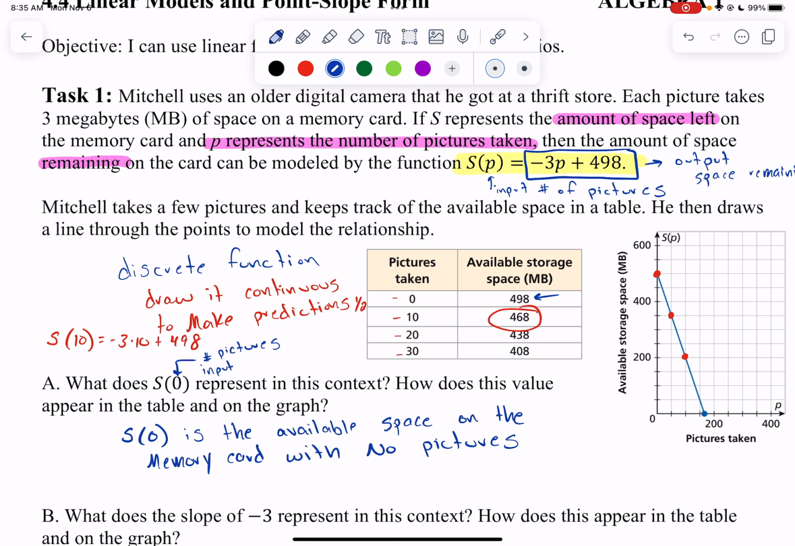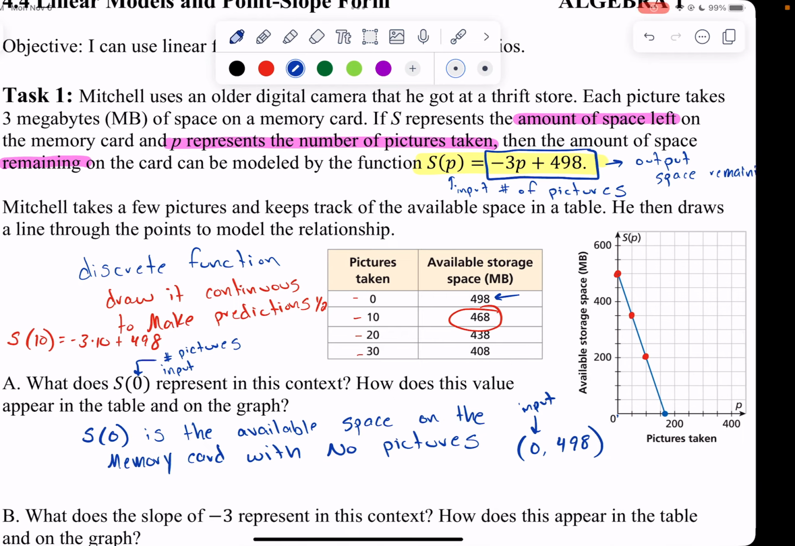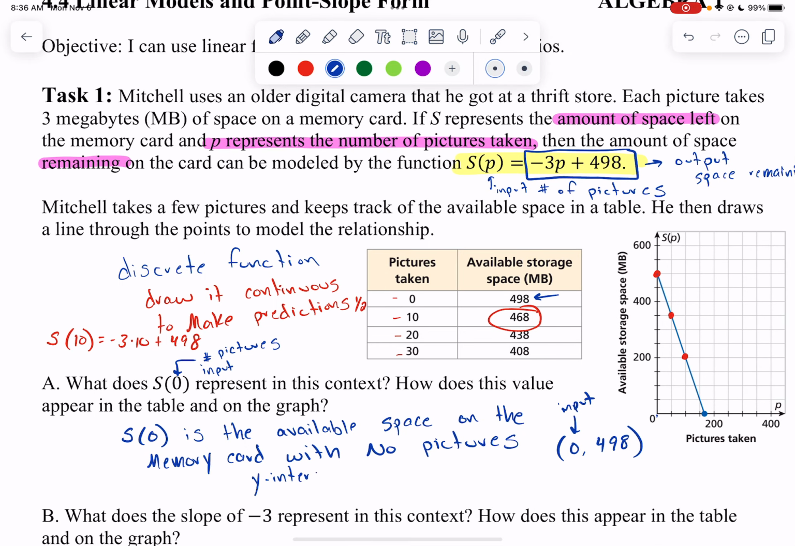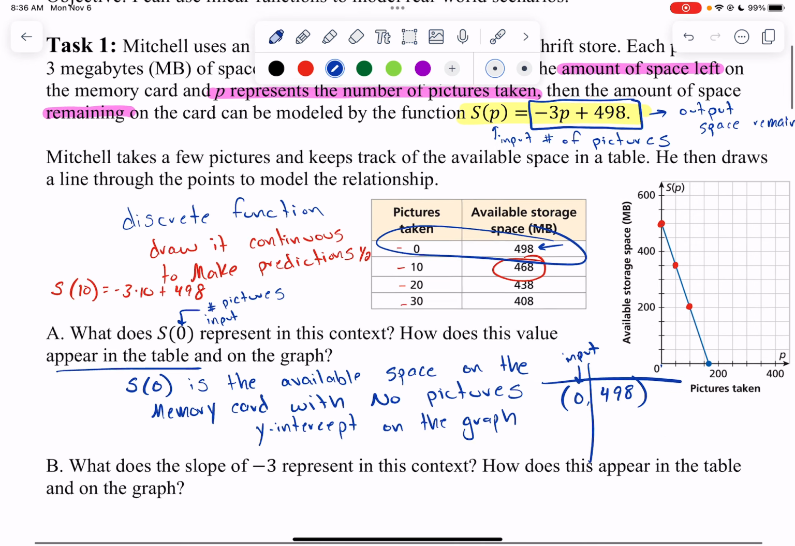So how does this value appear in the table? It's going to appear as that 0, 498. It's going to be an input of 0. Since my input is 0 and my input is my left and right, it's going to show up on the graph as my y-intercept. So it's a y-intercept on the graph. And how does it appear in the table? It appears as the point 0, 498 in the table.